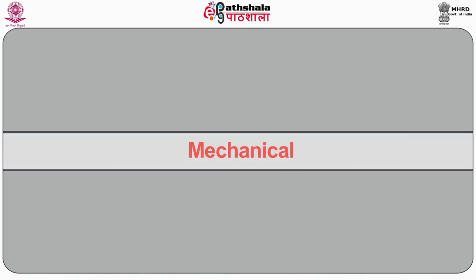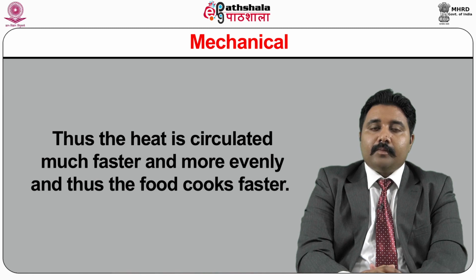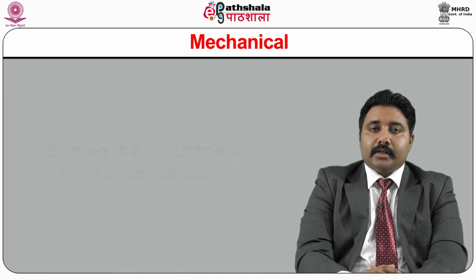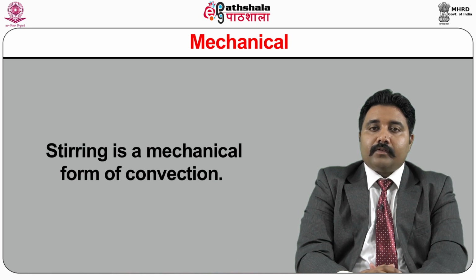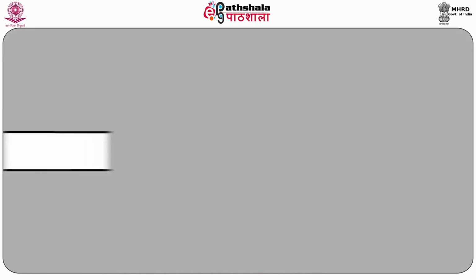Thus, in any oven, kettle of water, or deep fat fryer, there is a constant natural circulation that distributes the heat. Mechanical: in convection ovens and steamers, fans speed the circulation of heat, thus the heat is circulated much faster and more evenly, and thus the food cooks faster. Stirring is a mechanical form of convection. Thick liquids cannot circulate as quickly as thin ones, so the rate of natural circulation is slower.